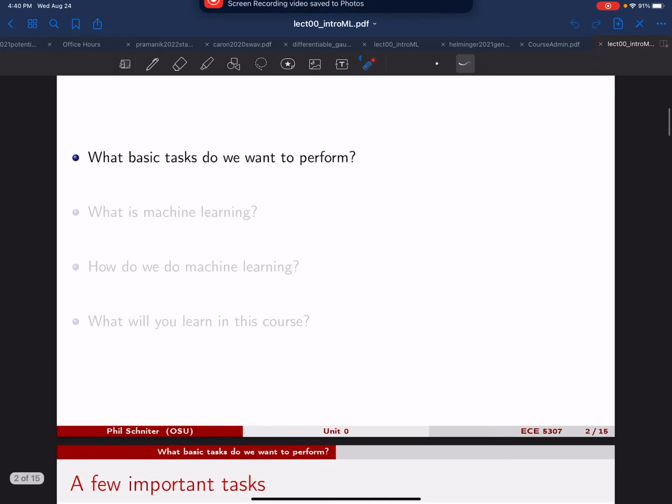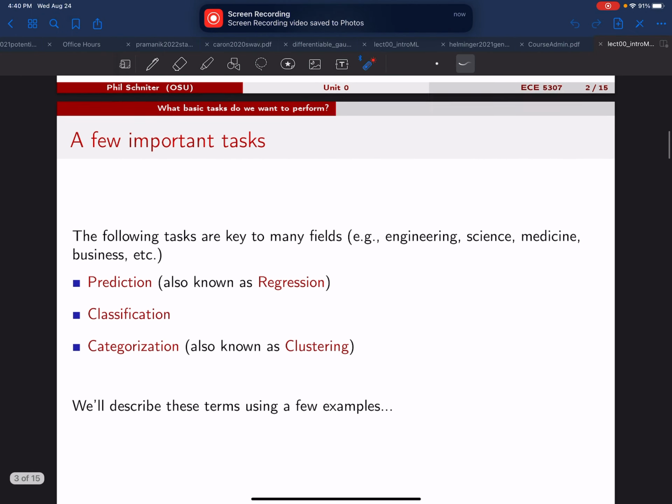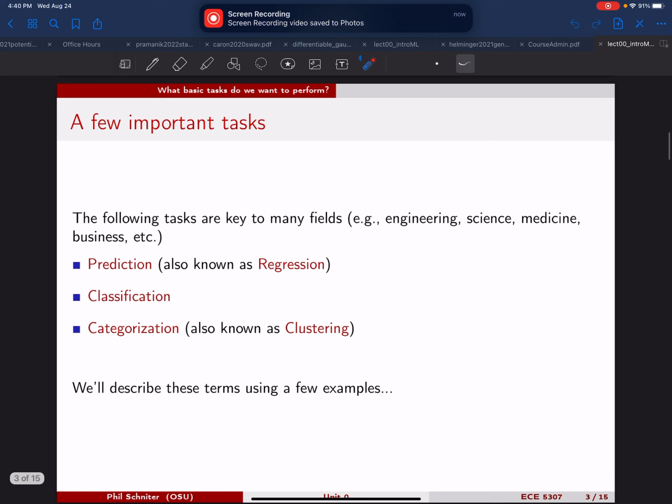Okay, so let's first talk about tasks that we might want to perform. And I'm going to focus on these three because these are tasks that we will spend considerable time on in the term. There are many other tasks for machine learning out there, and unfortunately, in just a one semester course, we cannot cover them all. So there's definitely other ones, but let's focus on these three for now. And these are tasks that are very, very broad and generic. They show up in engineering, science, medicine, business, all sorts of different fields.